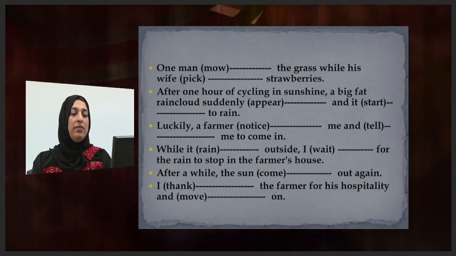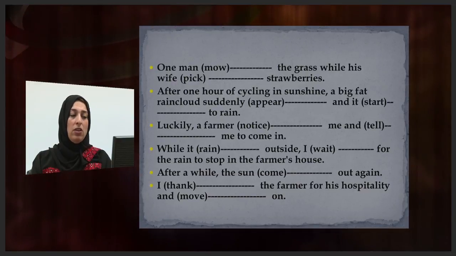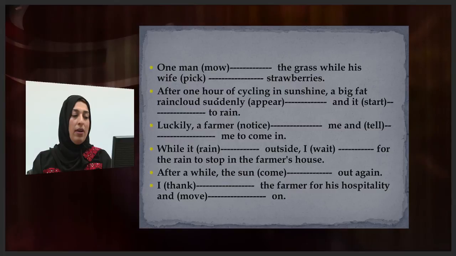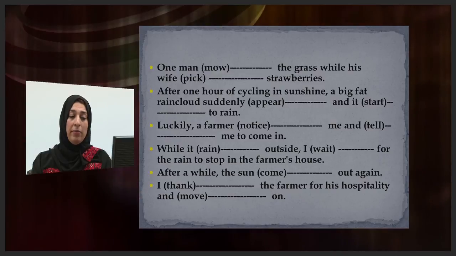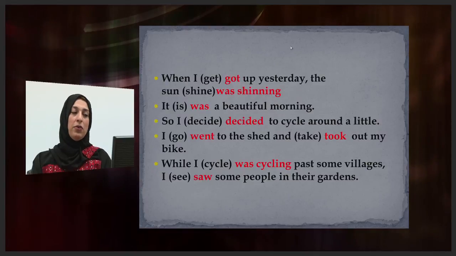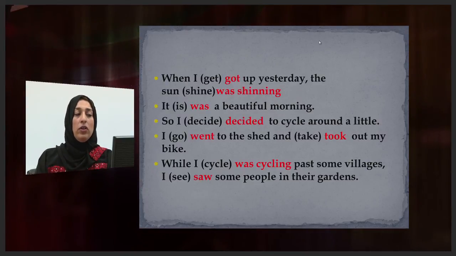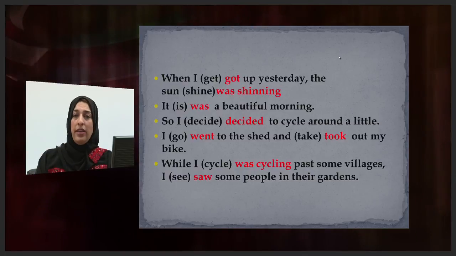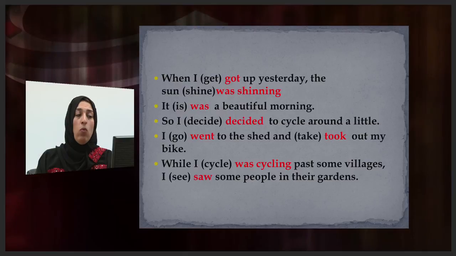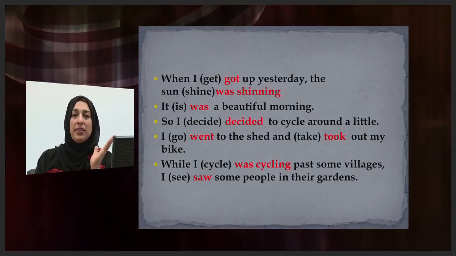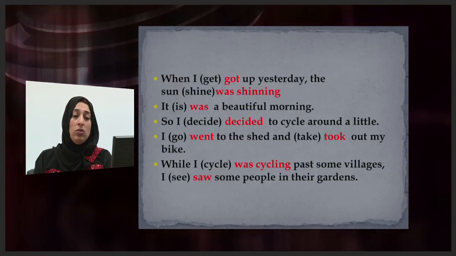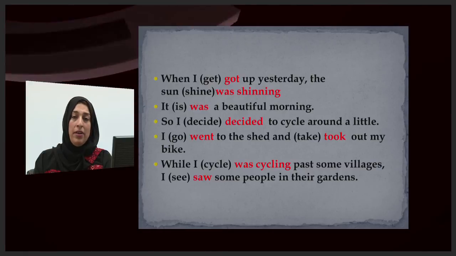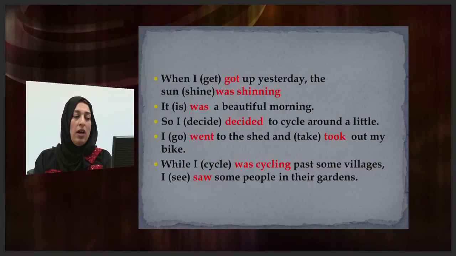While it rained outside, I wait for the rain to stop in the farmer's house. After a while, the sun came out again. I thank the farmer for his hospitality and move on. The answers, of course, are: when I got up yesterday, the sun was shining. It was a beautiful morning, since we are describing a past action here. So I decided to cycle around a little. I went to the shed and took out my bike.